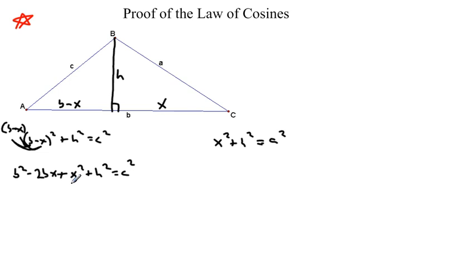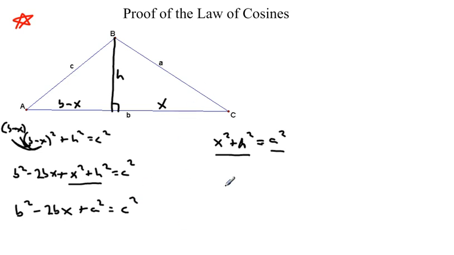Now I want you to notice something. See this X squared plus H squared? See this X squared plus H squared? Same quantities, right? They're all equal to A squared. So I can do a substitution over here. So I'm going to write this as B squared minus 2bx plus A squared equals C squared. Okay, so we're kind of stuck at this point, but we have to look at another angle.